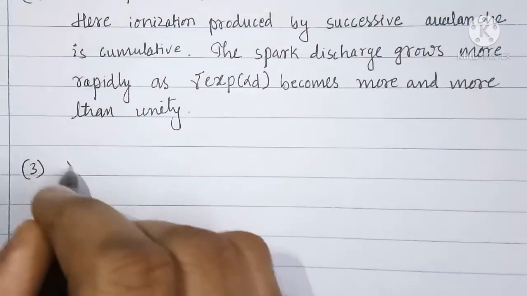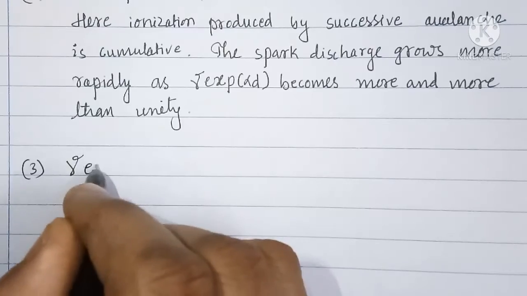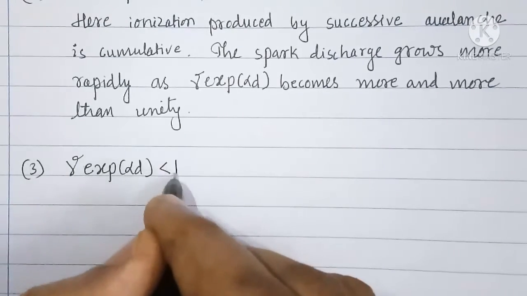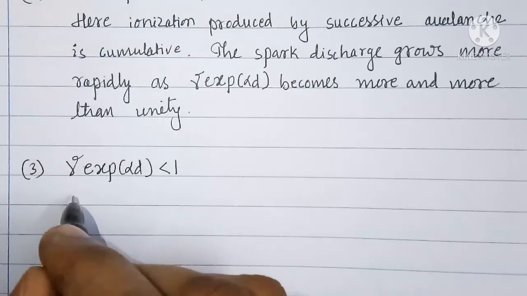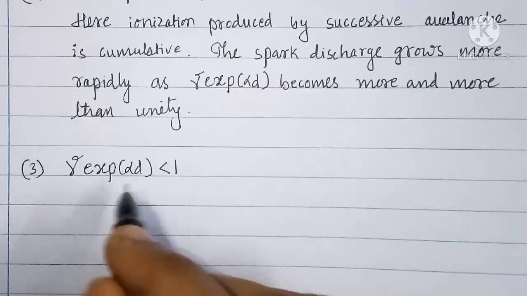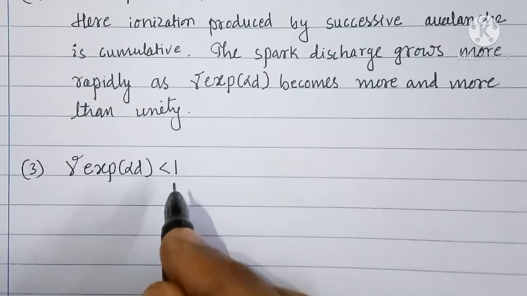Third condition, if gamma into exponent of alpha d becomes less than 1, then current I will not be self-sustained. That is, after removal of the source of current I0, it will cease to flow.